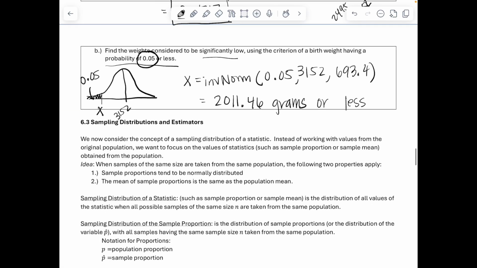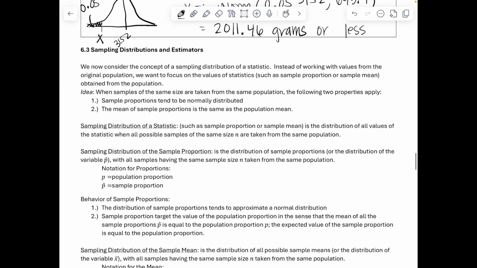The next section that we have is 6.3. This is sampling distribution and estimators. We now consider the concept of sampling distributions in statistics. Instead of working with a value from the original population, we want to focus on values of statistics, such as a sample proportion or sample mean, obtained from the population. So the idea is when samples of the same size are taken from the same population, the following 2 properties apply. 1, the sample proportion tends to be normally distributed, and 2, the mean of the sample proportion is the same as the population mean.